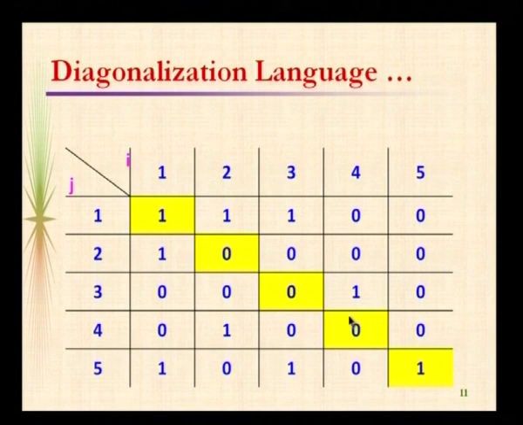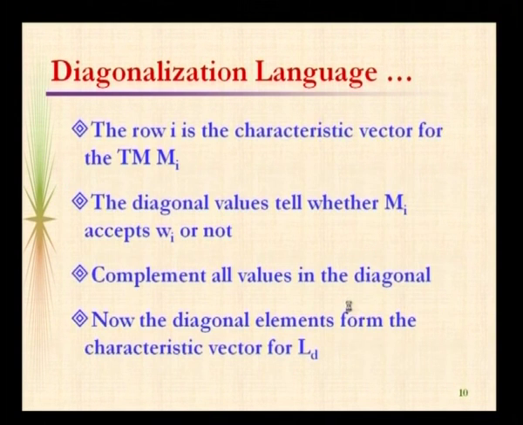So, when you look at the description, we find the ith row is the characteristic vector for the Turing machine Mi.